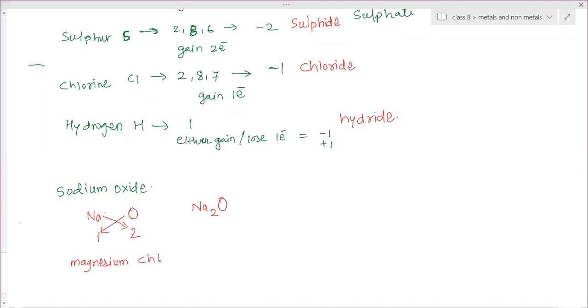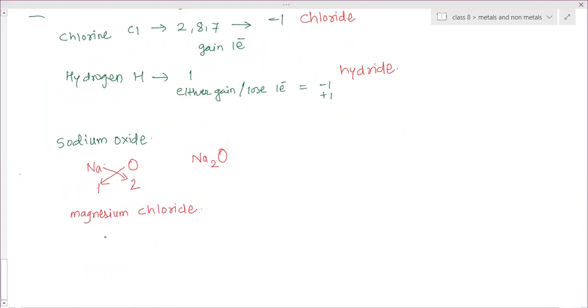Then the magnesium chloride formula. What is magnesium? Mg. Chloride is chlorine, that is Cl. So the valency of magnesium is 2 and the valency of chlorine is 1. They are not equal, so we have to cross multiply. Magnesium is multiplied with 1, so we are not writing anything. Chlorine is multiplied with 2, so Cl2. MgCl2. This is the formula of magnesium chloride.